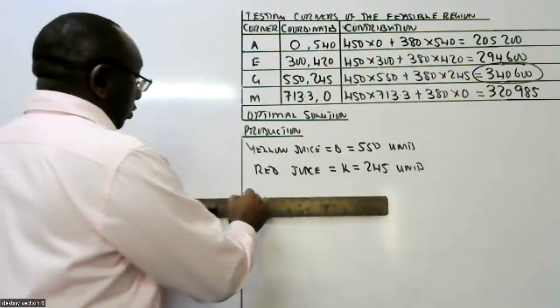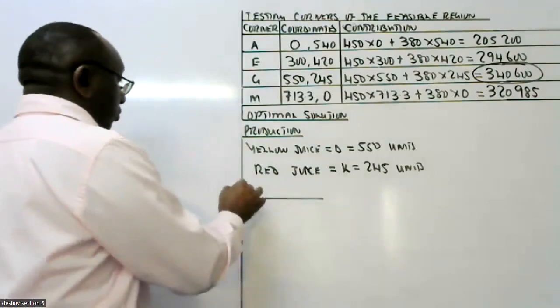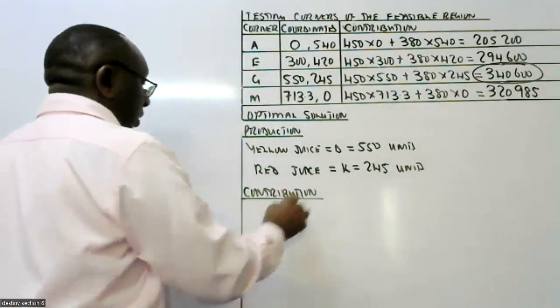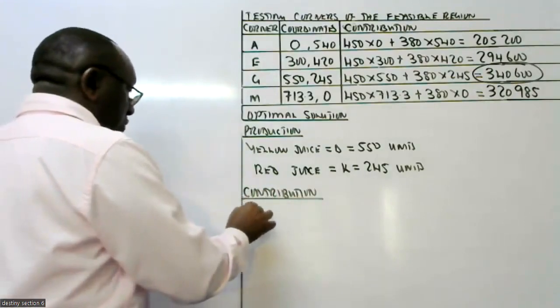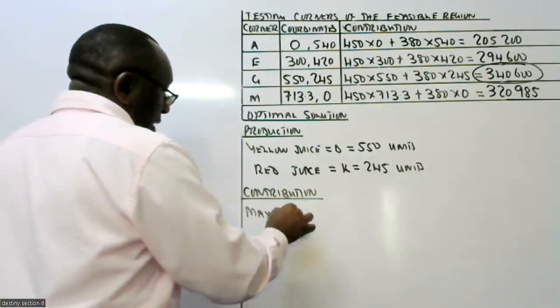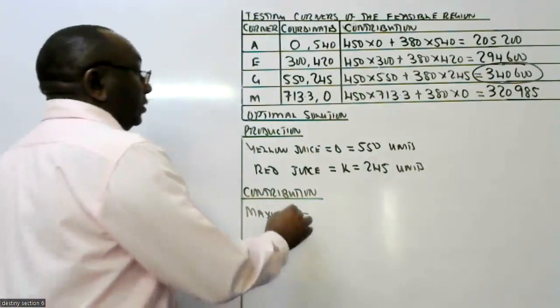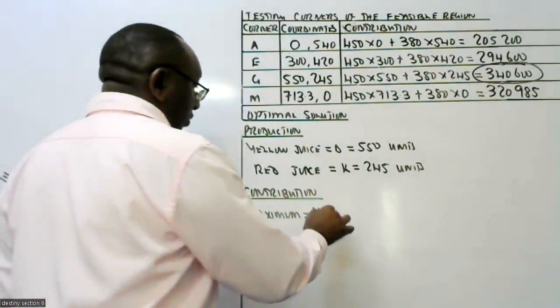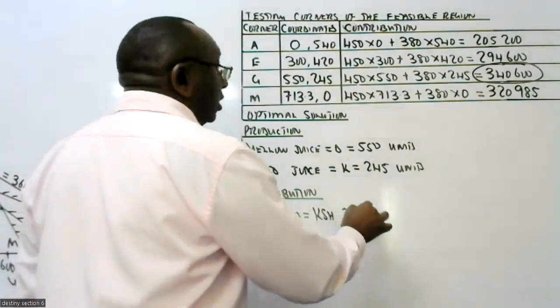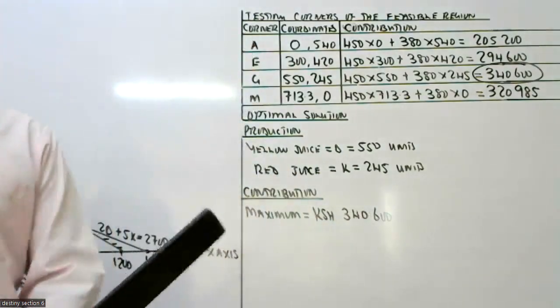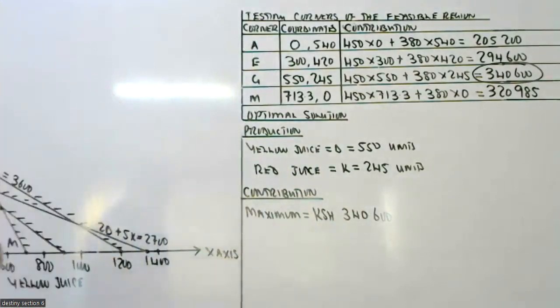The next thing that you need to tell us is the contribution. We need to know the maximum, and we already have it there. It is Kenya shillings 340,600. So that is what we shall get when we produce those units. So that is what the candidate was supposed to do.